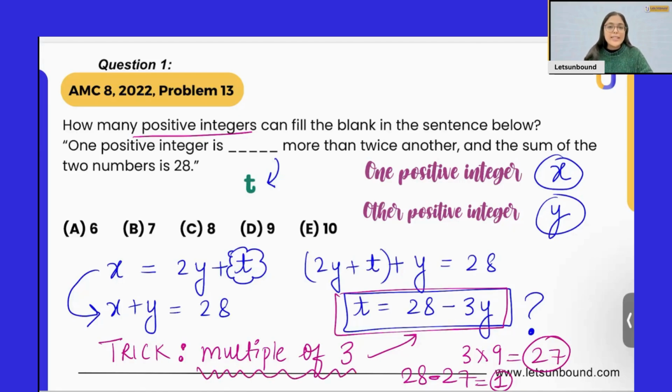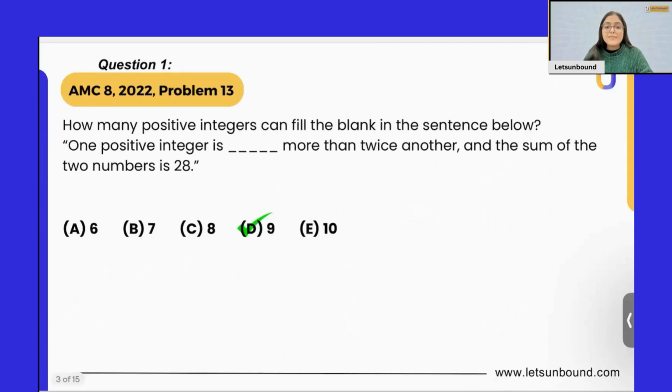And how do we get 27? It's 3 times 9. So that means there are 9 integers possible, right? So which option is correct? Obviously, without any doubt, we know option D is right. Yippee! So our answer is correct.